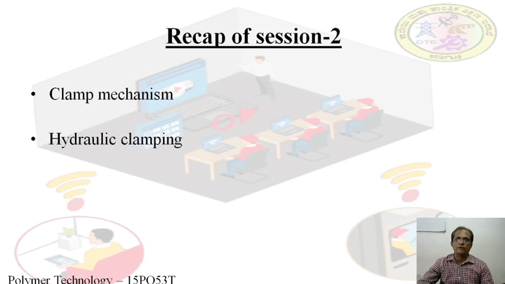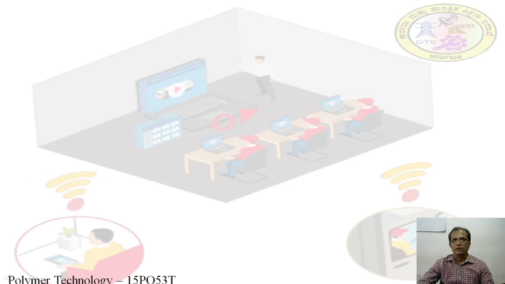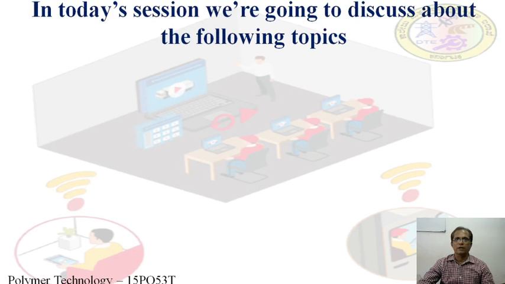There are different types of clamp mechanism. This we have already come across. One of the types is hydraulic clamping. This is most commonly used in most of the machines. And the injection unit, what is it? What is the function of it? What are the various components of the injection unit? We already came across this in our previous session.